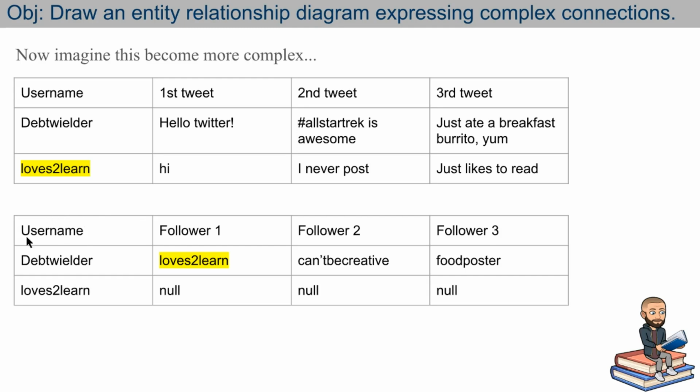So in order to see who follows this user, I can go to this table and start reading off all those names. Or if I'm interested in the content of tweets, what would this table be called? Maybe the content table. And then maybe you can draw a connection between these two. If Debt Wielder likes to follow this person, Loves to Learn, well, what types of things does Loves to Learn post about?